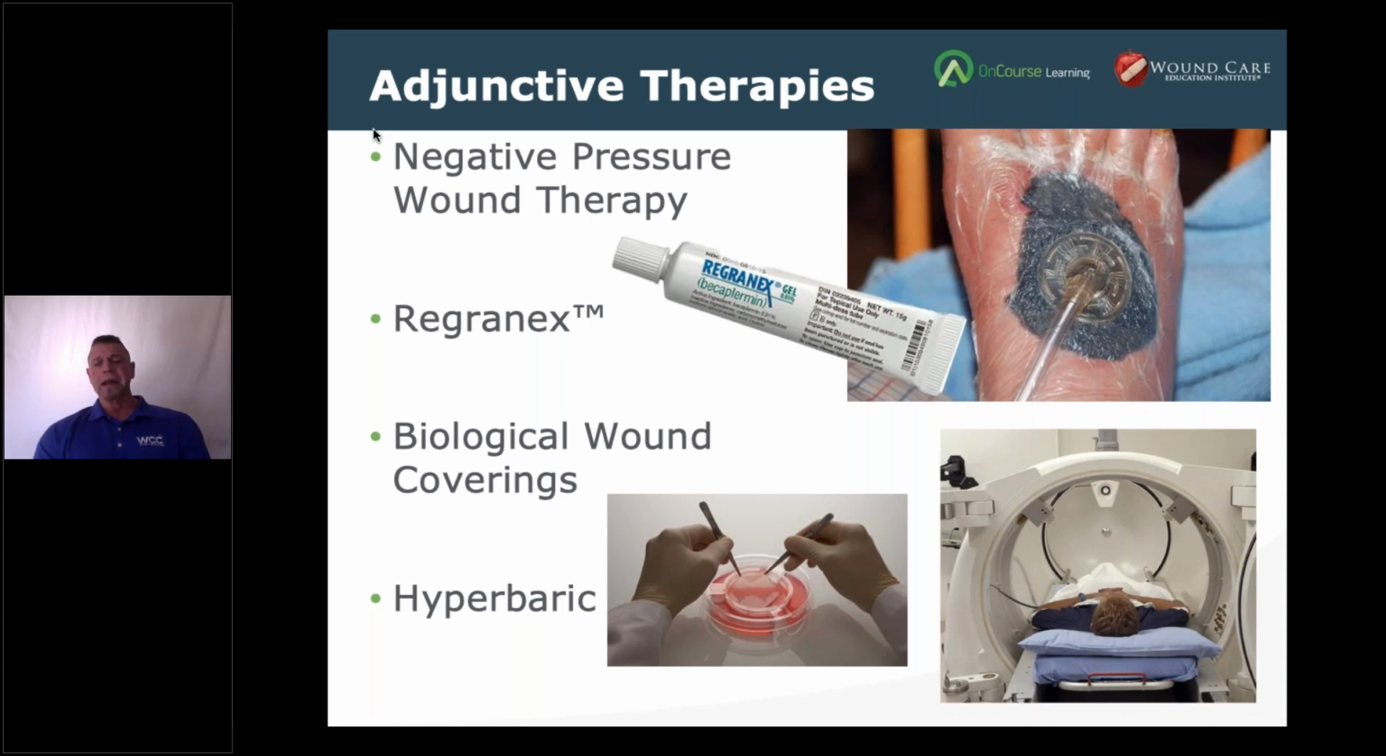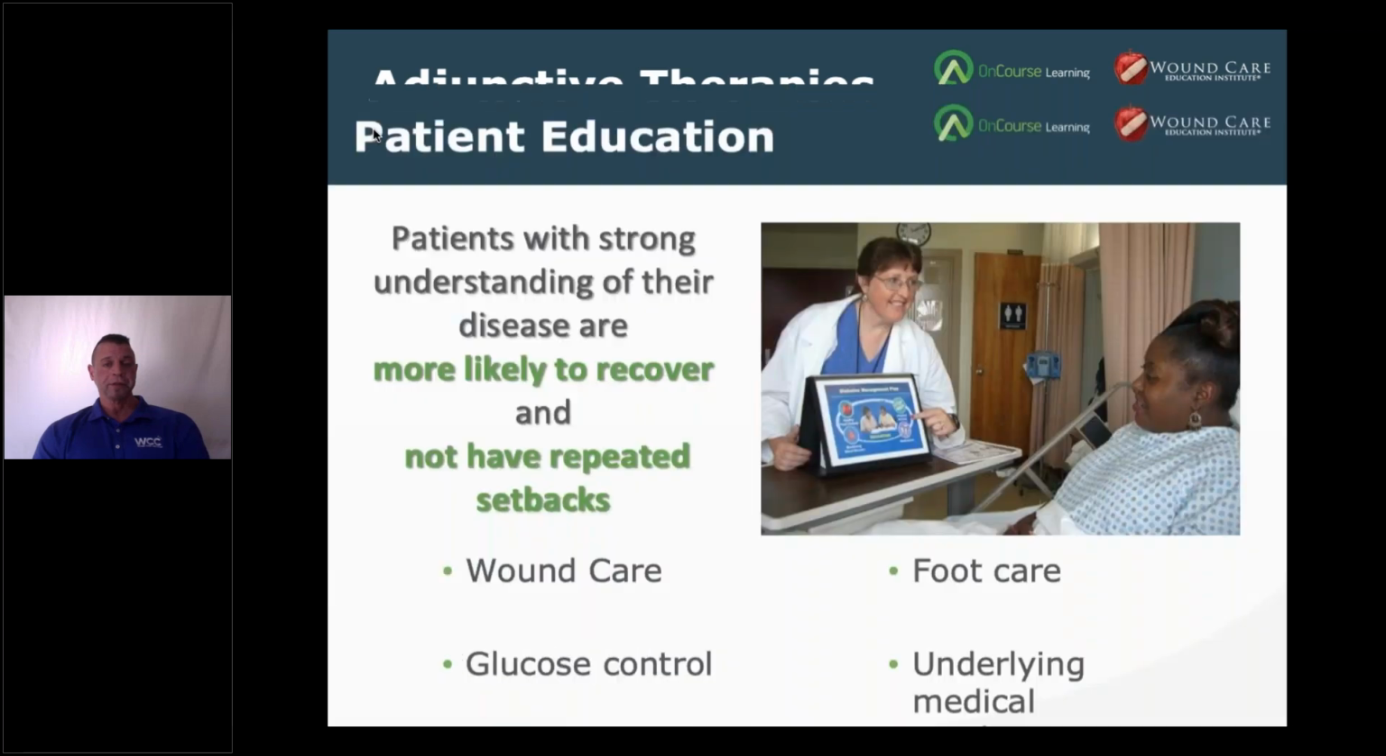Do not neglect the basics for adjunctives, because if your patient is malnourished, using any one of these modalities is going to do them no good, because you can't heal a wound without proper nutrition. So why spend the money on negative pressure, skin substitutes, and hyperbarics if they're not even eating enough to heal the wound? I'm sure you understand what I'm saying. Always put the basics in place first, and if they're not enough, we add the adjunctive therapies.